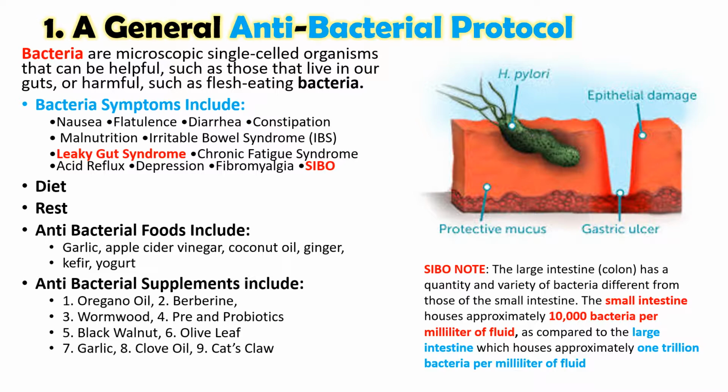Wormwood, pre and probiotics. We're going to be talking about this more in week 2, so I'll wait until then to address this in a lot more detail. Black walnut, olive leaf, garlic, clove oil, and cat's claw are very good supplements to overcoming bacterial infections. You'll notice that I actually put garlic in the food and also for the supplements.